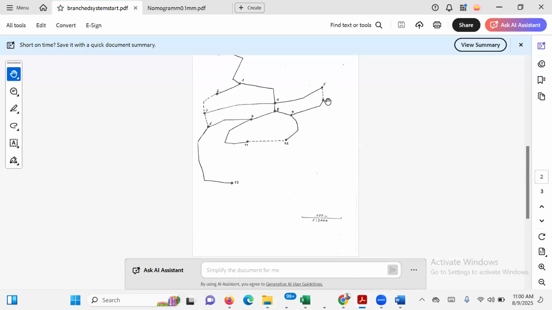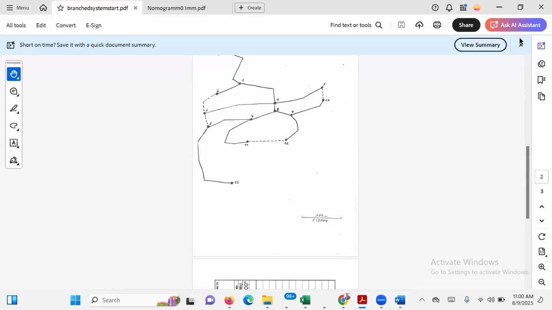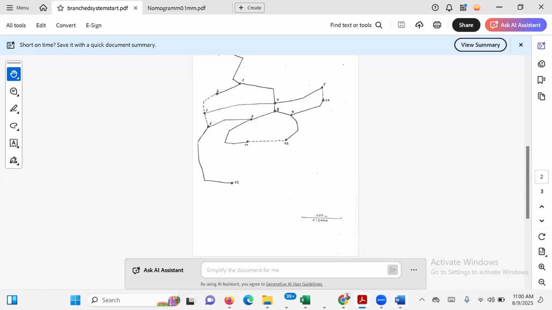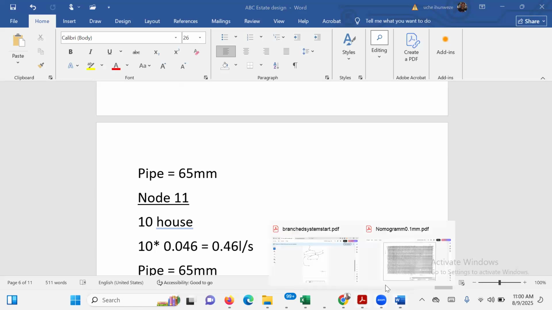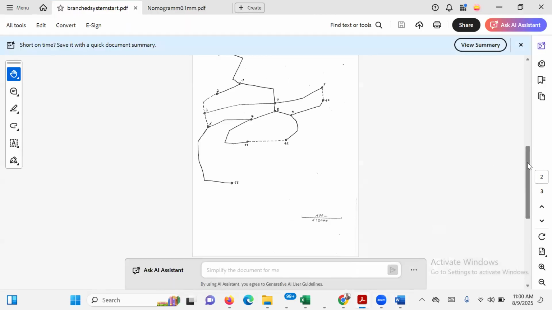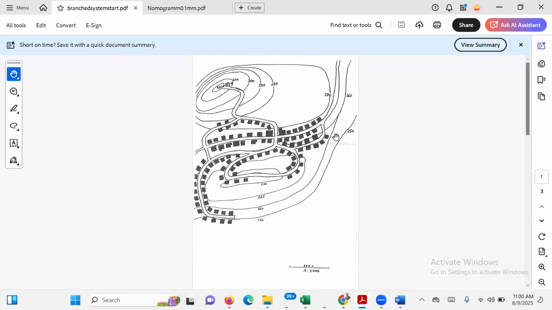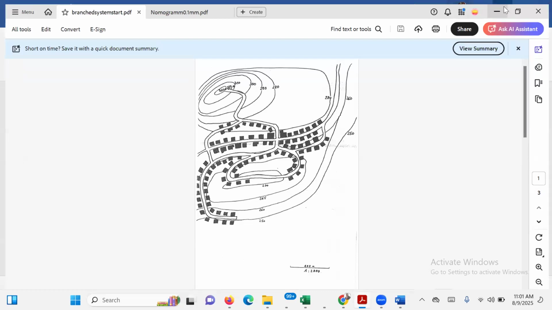So this is house 10. House 10 is at the edge, so house 10 does not have downstream. So house 10 will just be 10 houses. I count the number of houses connected to house 10. The number of houses connected to house 10 is about 10 houses. So this is 1, 2, 3, 4, 5, 6, 7, 8, 9, 10. So 10 houses are connected.